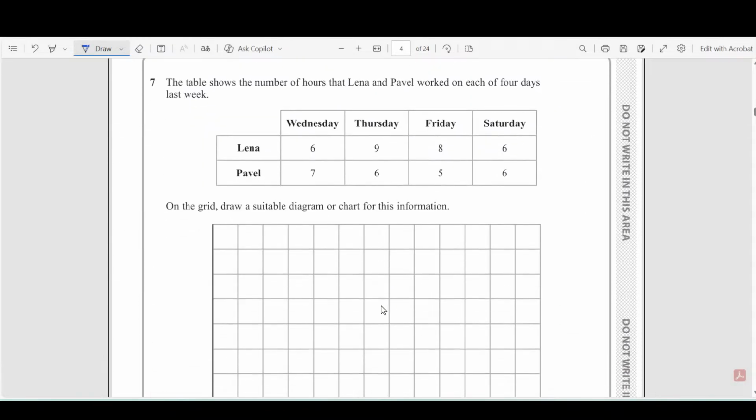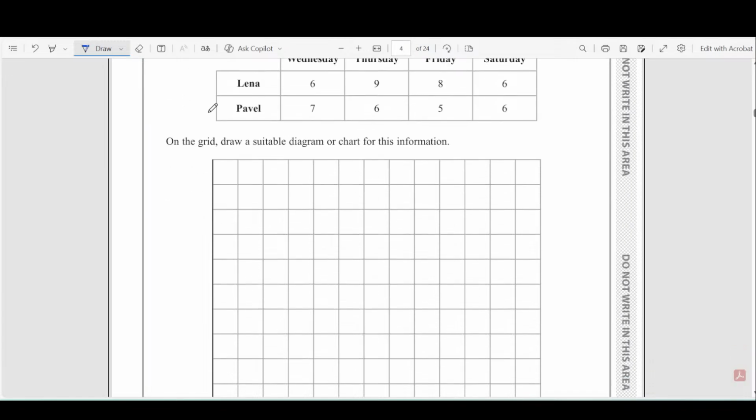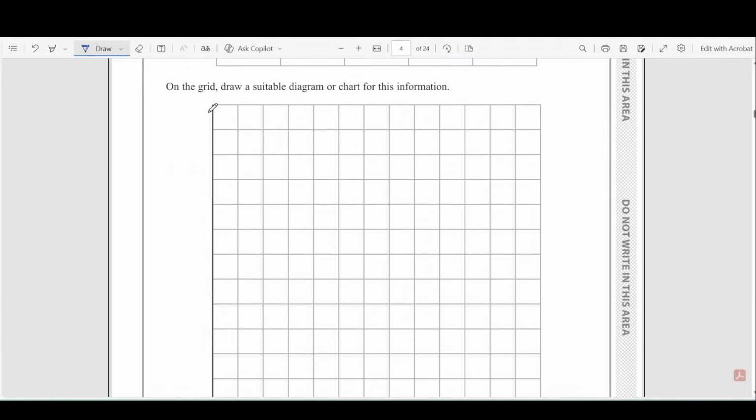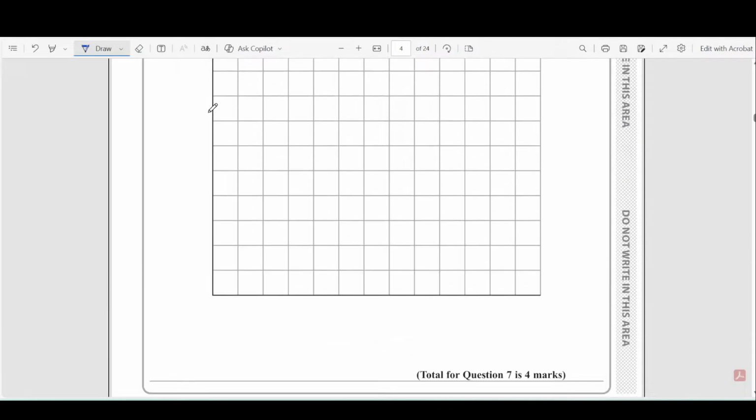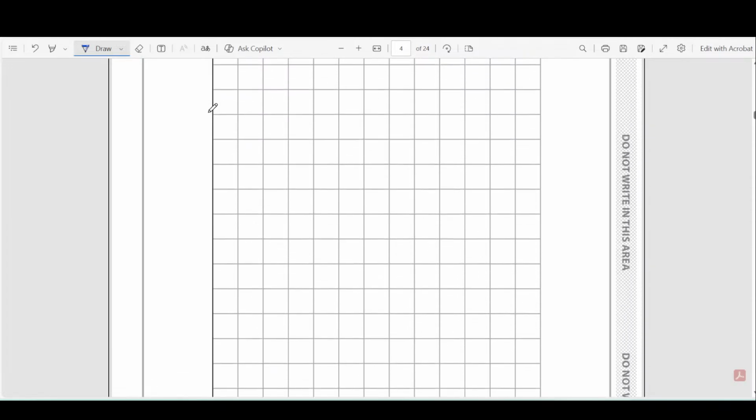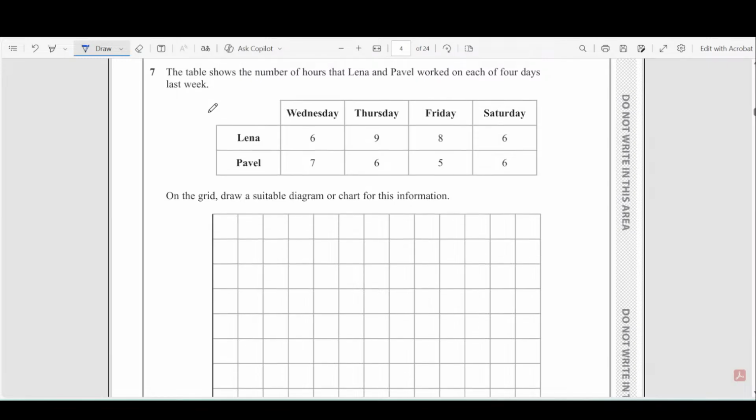Okay. Now let's do question number 7. Here, the table shows the number of hours that Lena and Pavel worked on each of 4 days last week. Draw a suitable diagram or chart for this information. I think what we can plot is a bar chart, right? Because that is the most suitable.